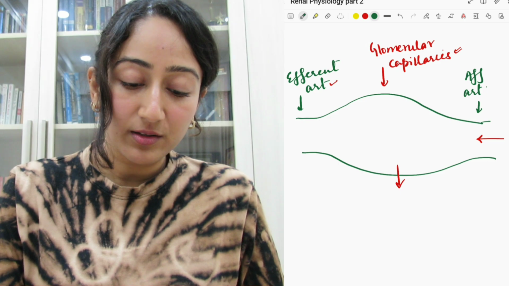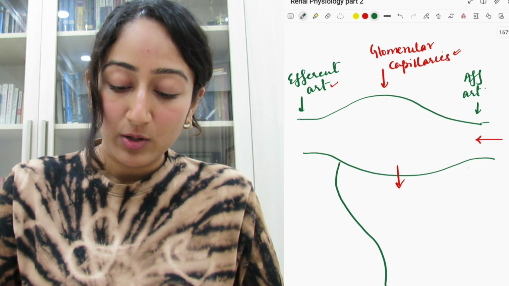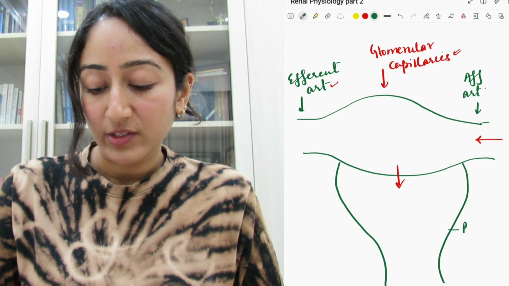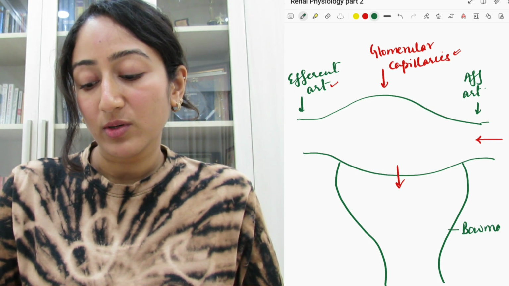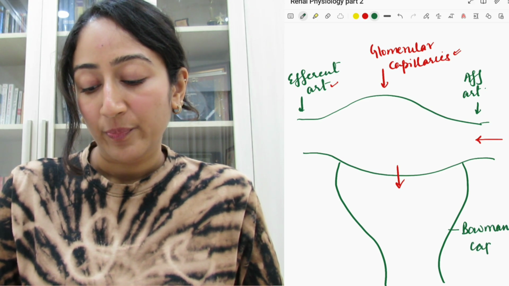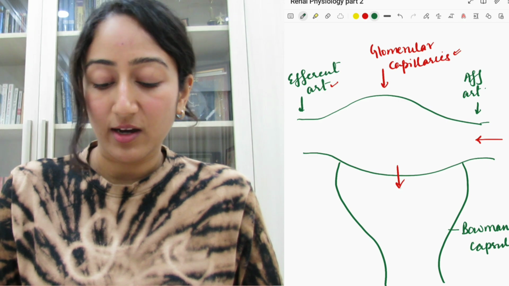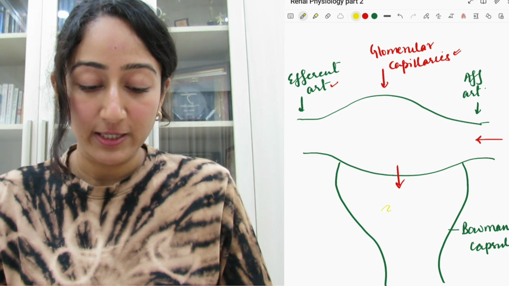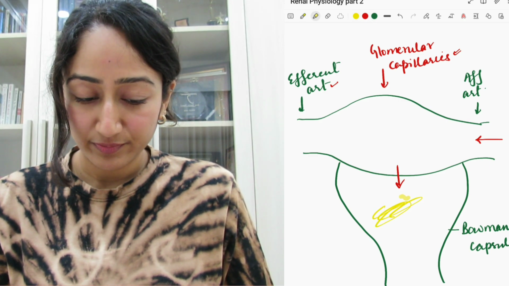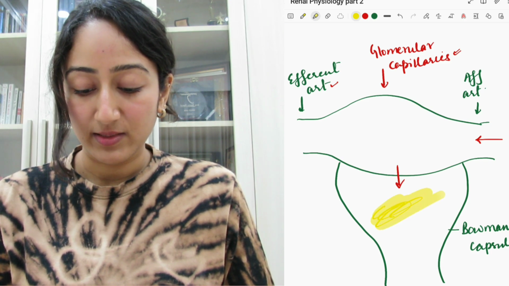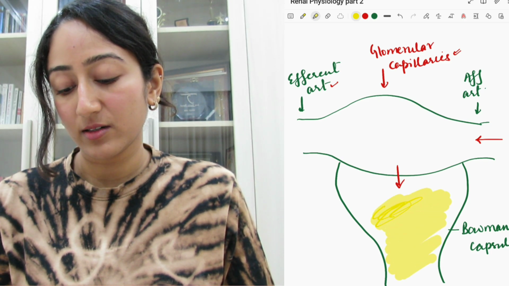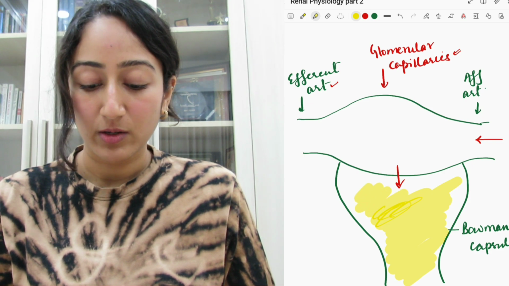And right over here we are going to have our Bowman's capsule, right? Our Bowman's capsule is the first part of the nephron, and basically this is where our filtrate is going to enter first, right? This is our urine. This is what has entered into the nephron.